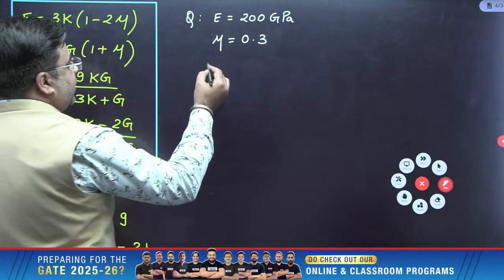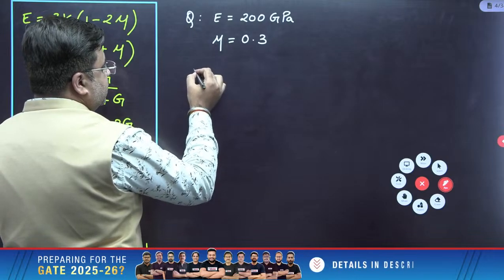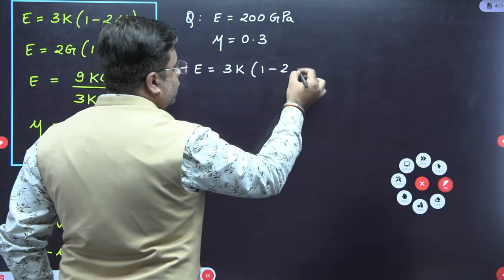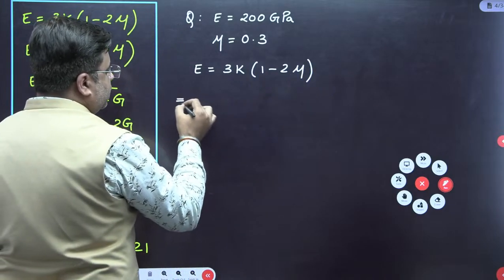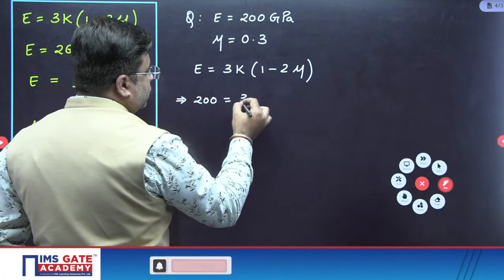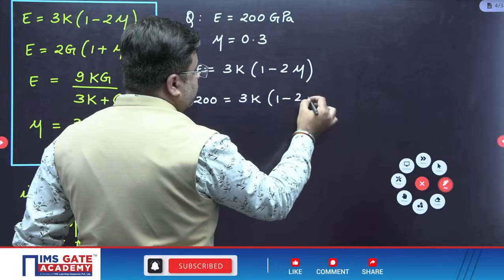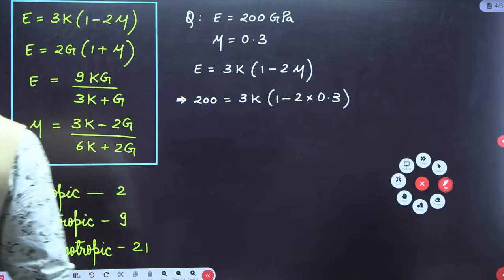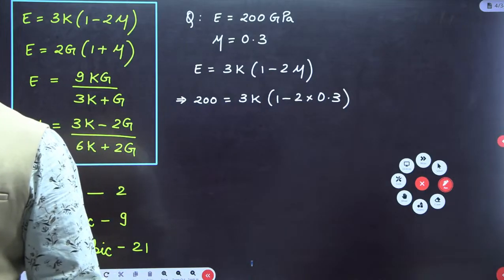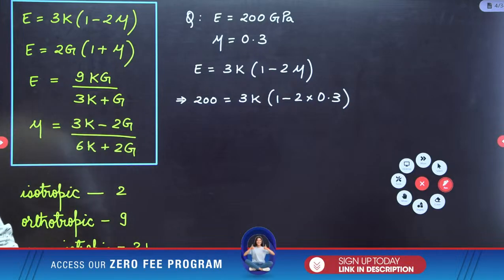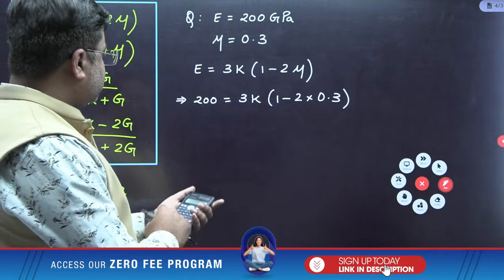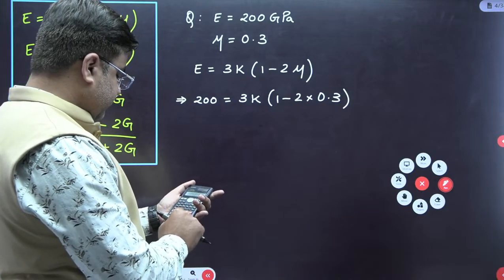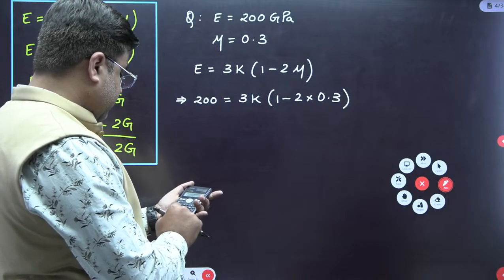Okay, so E and mu are given to you. I need to find out the value of K and G. So I have the first relation E is equal to 3K into 1 minus 2 mu. So E is equal to 200. This is equal to 3 into K into 1 minus 2 into 0.3. Please do the calculation quickly. Even I have the calculator today. Yeah, Chinmay is saying G is 76.92. Okay, what is the value of K? Let me just quickly confirm this. So this is 200 divided by 1 minus 0.6, divided by 3.